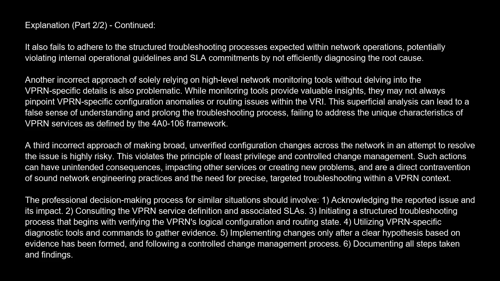The professional decision-making process for similar situations should involve: 1. Acknowledging the reported issue and its impact. 2. Consulting the VPRN service definition and associated SLAs. 3. Initiating a structured troubleshooting process that begins with verifying the VPRN logical configuration and routing state. 4. Utilizing VPRN-specific diagnostic tools and commands to gather evidence. 5. Implementing changes only after a clear hypothesis based on evidence has been formed and following a controlled change management process. 6. Documenting all steps taken and findings.